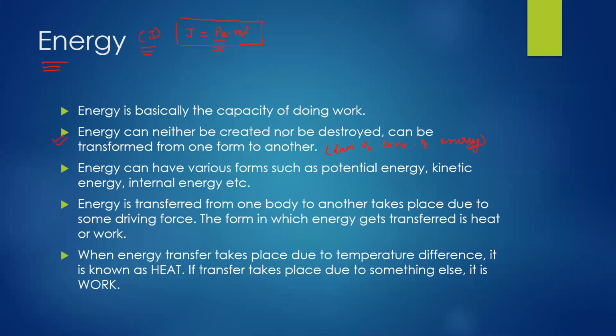Now, energy can have various forms, for example, potential energy, kinetic energy, and internal energy. Potential energy is basically the energy by virtue of the position of a body. Suppose a body is situated at this point, then because of the position at which this body is situated, the body might have some energy.